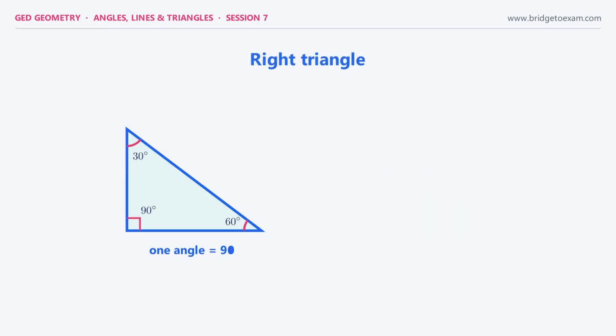Next, a triangle with angles 90, 60, and 30 degrees. One angle is exactly 90, so we mark it with a little square, and the triangle is a right triangle. Right triangles are everywhere in geometry, and they'll be especially important later when you study the Pythagorean theorem.